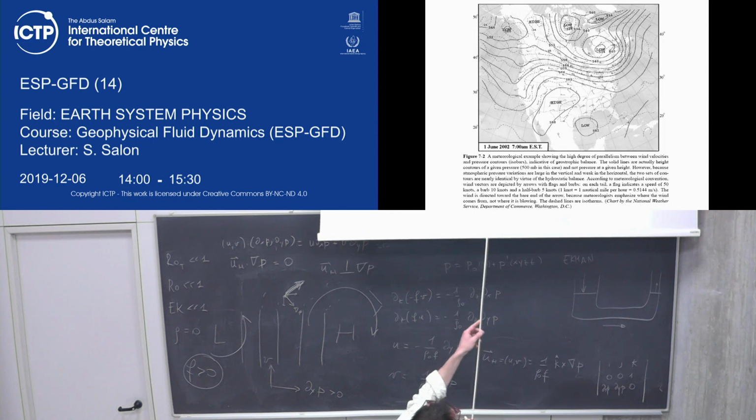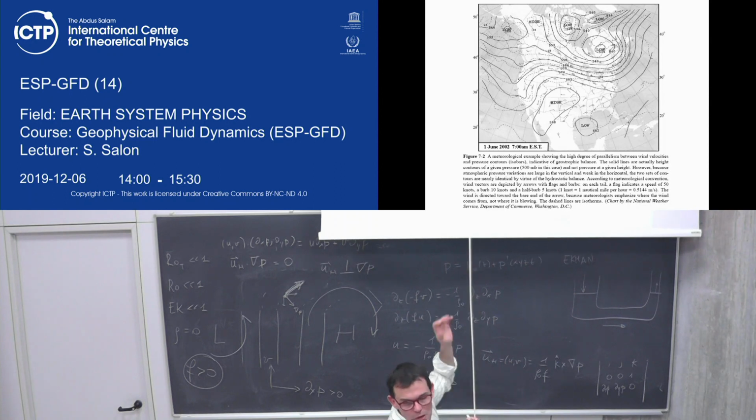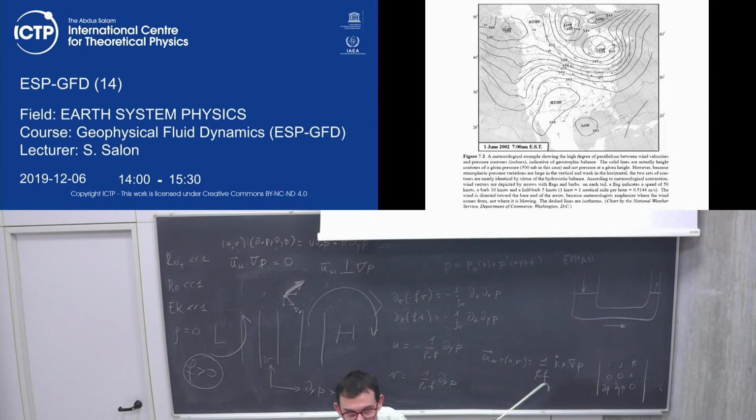So the solid lines are actually height contours of a given pressure, 500 millibars, okay? So we are about 5,000 meters from the top. This is the usual geopotential surface that meteorology uses for weather forecasts as well, okay? However, it says, because atmospheric pressure variations are large in the vertical and weak in the horizontal, the two sets of contours are nearly identical by virtue of the hydrostatic balance. According to meteorology convention, wind vector, and so on. So we have the wind here, which is following the isobars, okay? So we can say that geostrophic flows are isobaric.